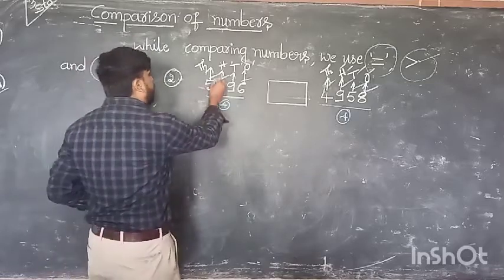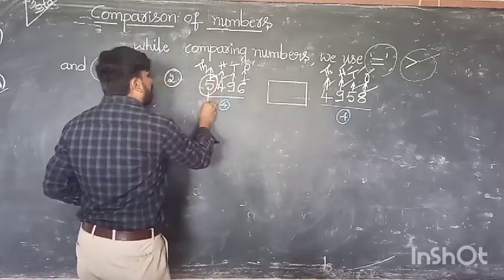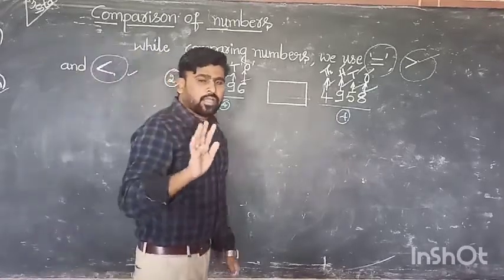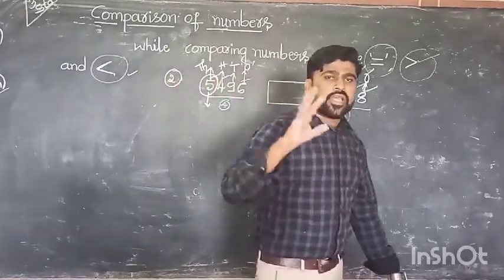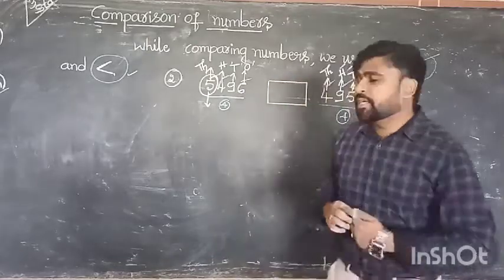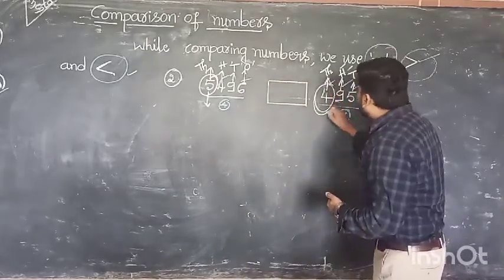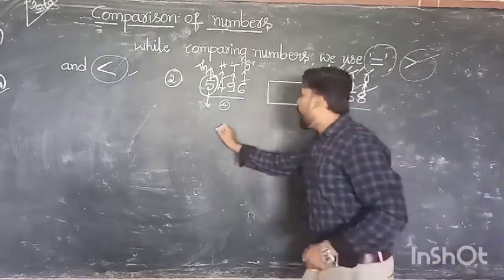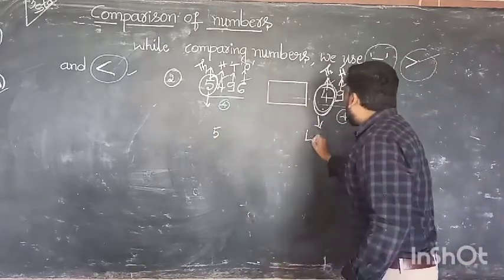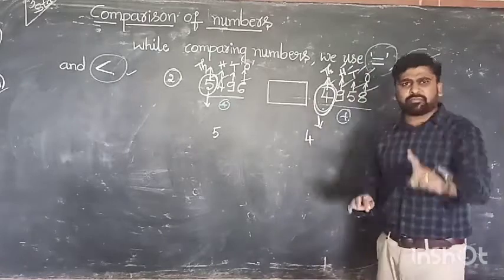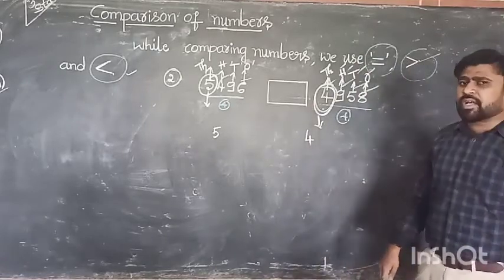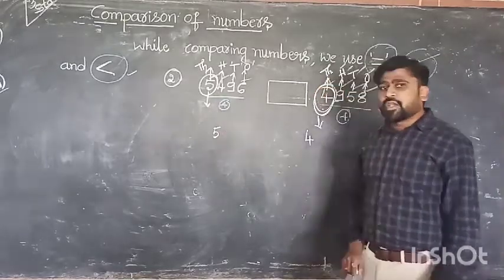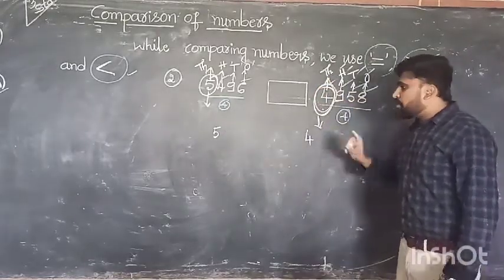Regarding the 1000s place, what is the digit here? 5. Clear? Regarding the 1000s place, the digit is 5. Here, regarding the 1000s place, the digit is 4. Now you have to compare 5 and 4. Just one digit number. For one digit, now compare. Here the 1000s place is 5. Here the 1000s place is 4.